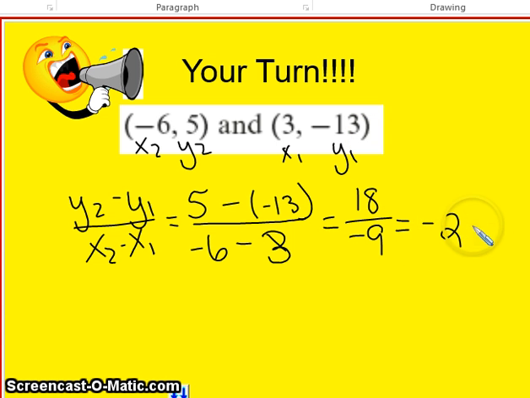Now I know that this doesn't have a rise over run, but I can always just put over 1 if I need to graph it. But my slope is really just -2.